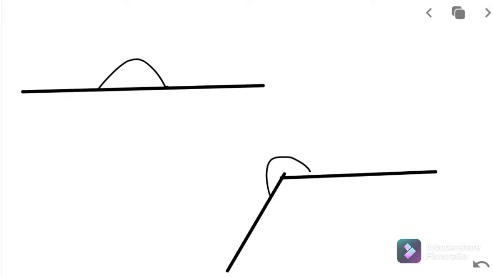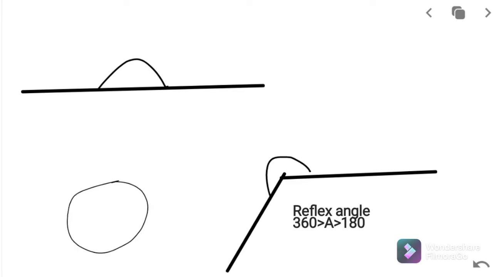Next, we have the two remaining angles. We have the angle on a straight line and the reflex angle. The angle on a straight line, as it says, is an angle on a straight line. A straight line has an angle of exactly 180 degrees. Then we have the reflex angle. The reflex angle is an angle that is greater than 180 degrees, but less than 360 degrees. 360 degrees is the angle formed at a point, or you can say it's an angle of a circle.